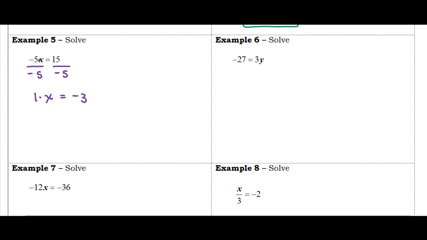If that 1 were a 0, I'd lose the x. Because what's 0 times x? 0. I don't want to lose the x. I want to isolate the x, right? So if I have multiplication here, I need the number in front of it to be what? 1. Because what's 1 times x? Is x isolated? Yes.